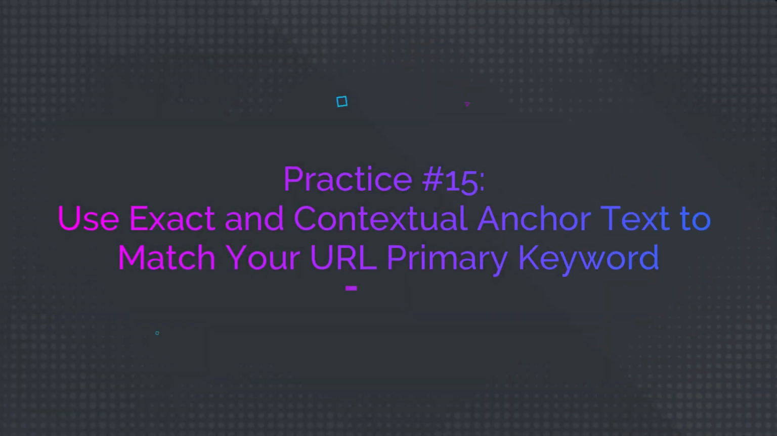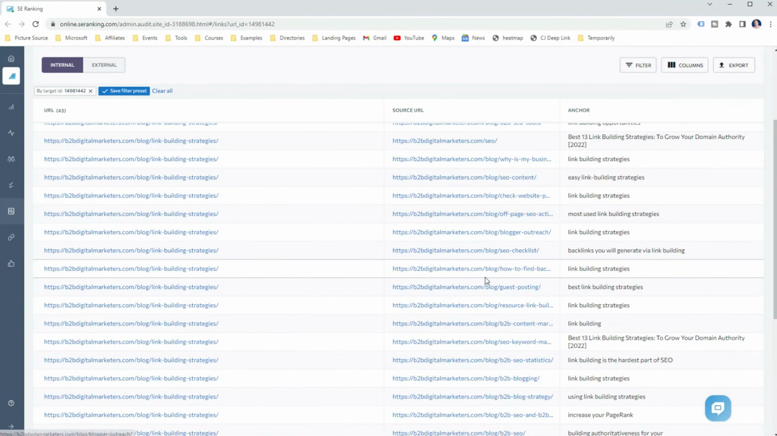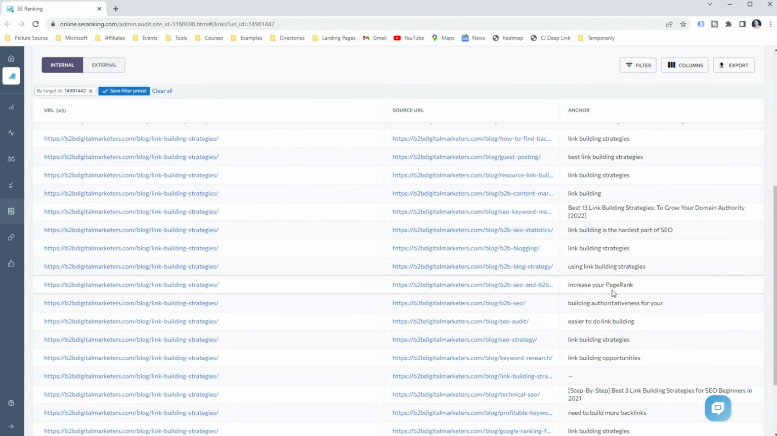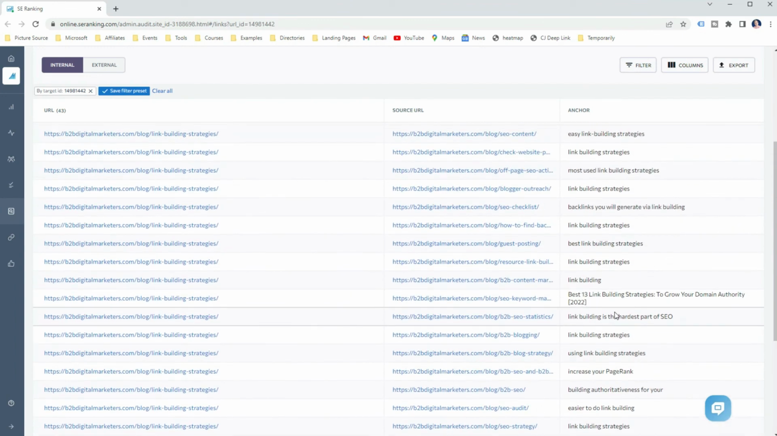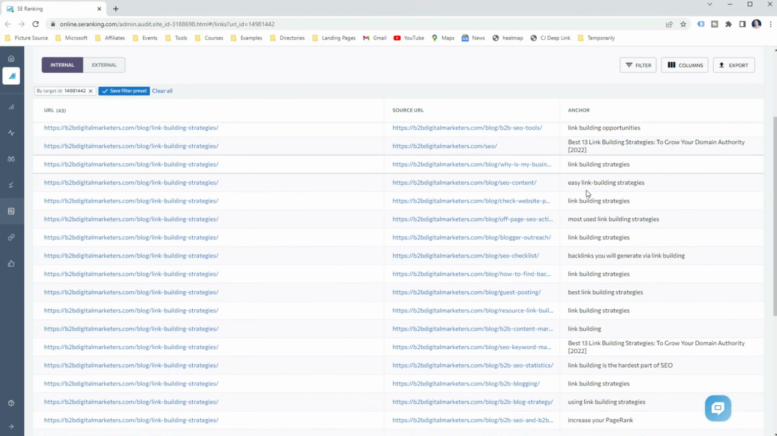And the last URL SEO best practice I have for you is to use exact and contextual anchor text to match your URL primary keyword. For example, when I wrote the article on link building strategies, I used various anchor texts to link to the page. And as you can see, I have also used the exact keyword anchor text that is matching the primary keyword located in the URL.